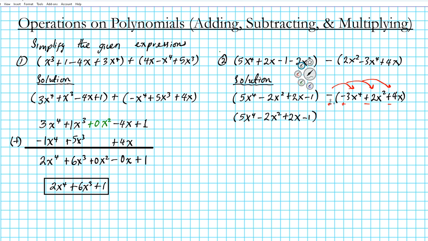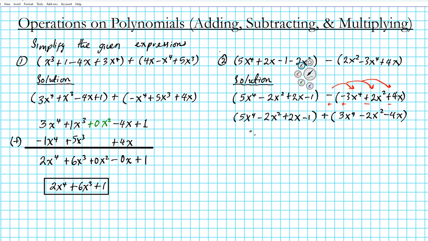And then over here, this minus is distributed, so we're going to add the opposite. So distribute the minus to this term, it becomes positive 3x to the 4th. When you distribute the minus to the quadratic term, it becomes minus 2x squared. And when you distribute minus to the linear term, minus 4x. Okay? Now it's basically like an addition problem like we have on the left side.